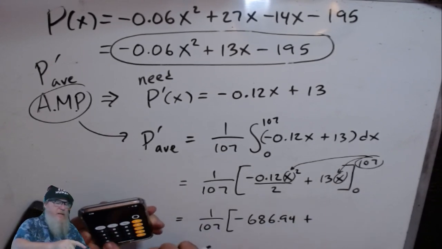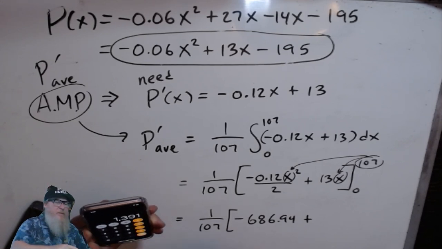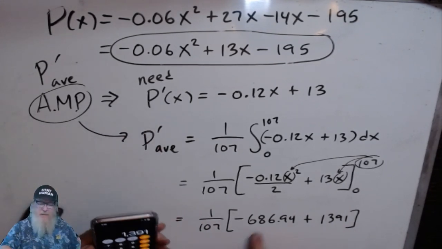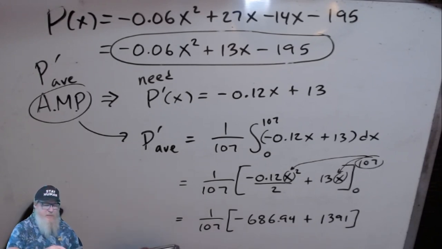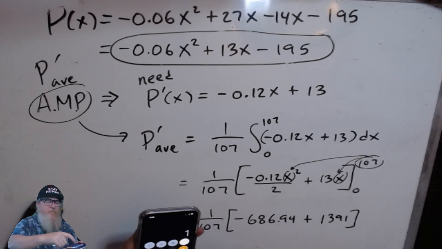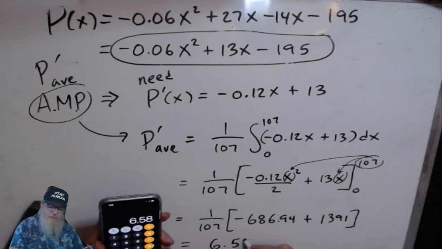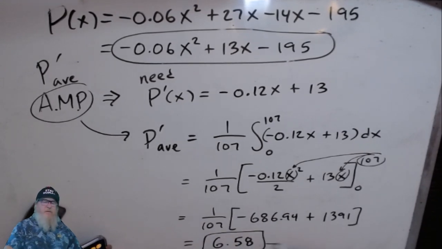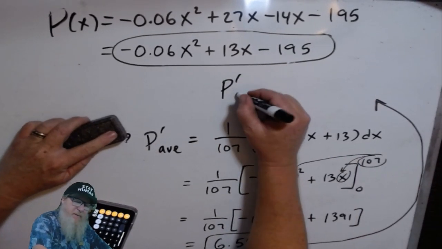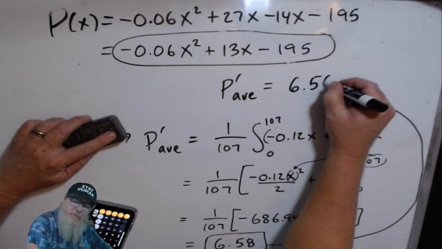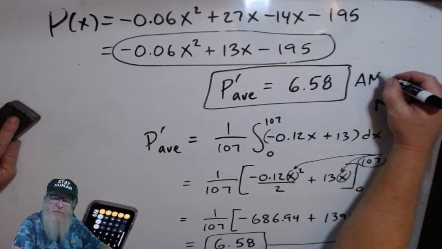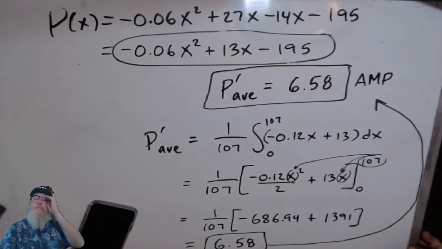And then here I got 13 times 107 units, 1391. And then I'm going to subtract this, 686.94, 704, and then I'm going to divide by 107. $6.58. So I got P prime av is 6.58. It's also known as the average marginal profit, AMP.